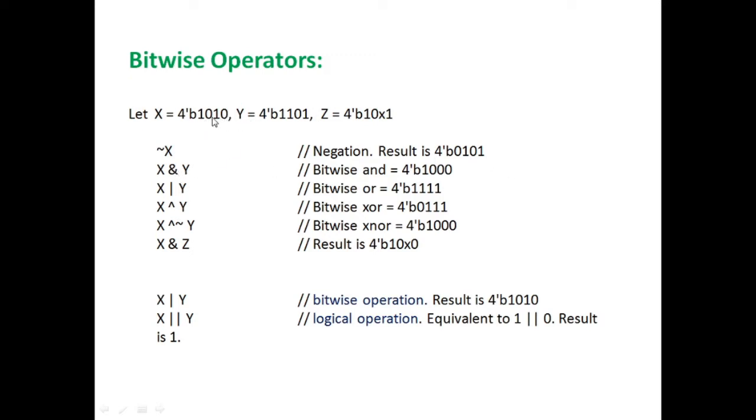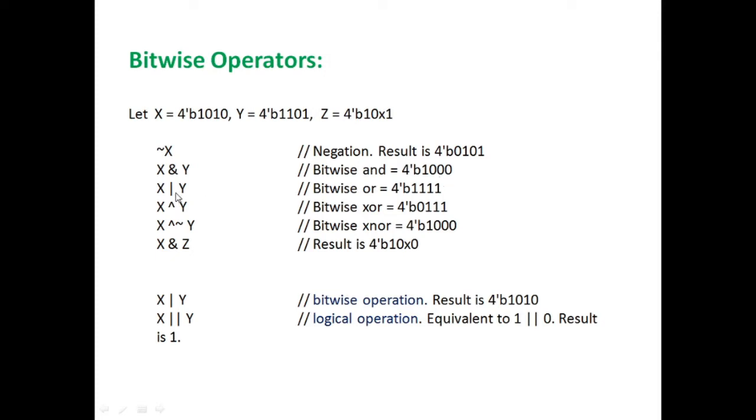And x and y. So correspondingly, you have to do bitwise operation. I am having here bitwise and. If double and is present, it is a logical and operation. If a single operator is present, it is a bitwise operator. So x and y: 0 1 0 1, 0 0 0 1, 0 1 1 1. So 4-bit binary 1 0 0 0.